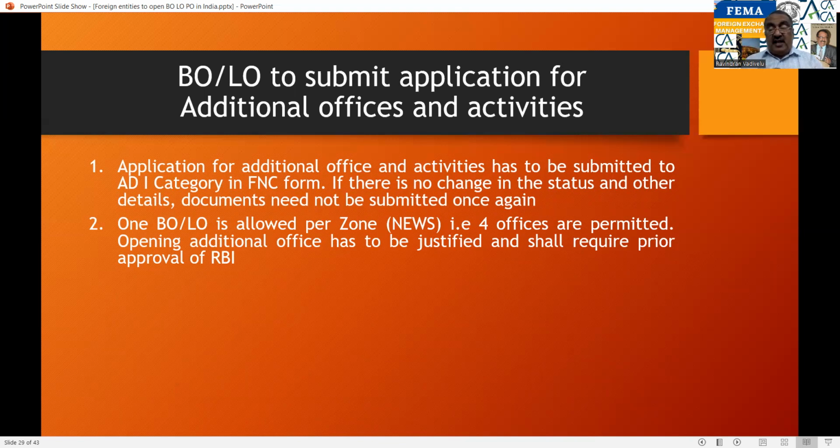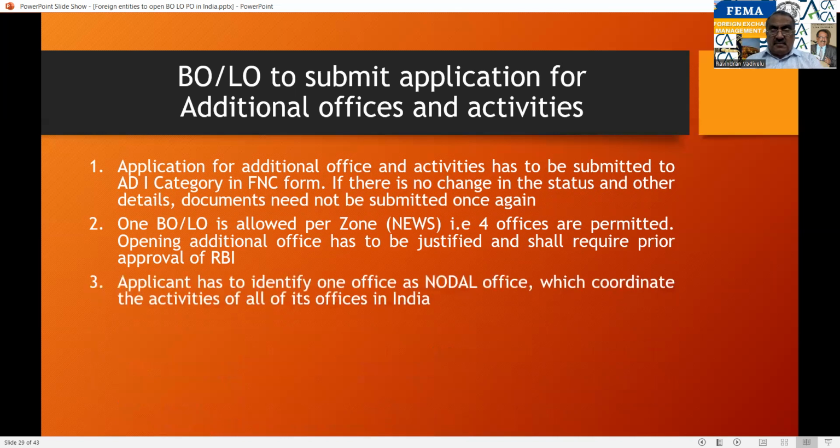And if they want to open any additional office, they have to apply to the authorized dealer, and the authorized dealer has to get permission from the RBI. Only then can the authorized dealer give the approval. Then the applicant has to identify one office as the nodal office, because he has 4 zonal offices. So one office as the nodal office, from which they can coordinate all the activities of its branches in India.